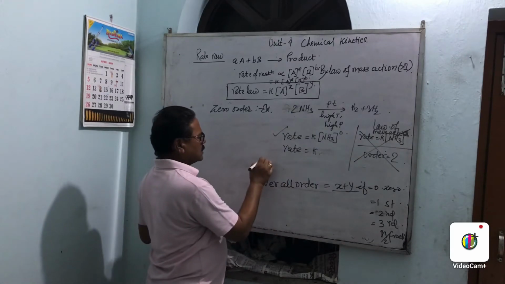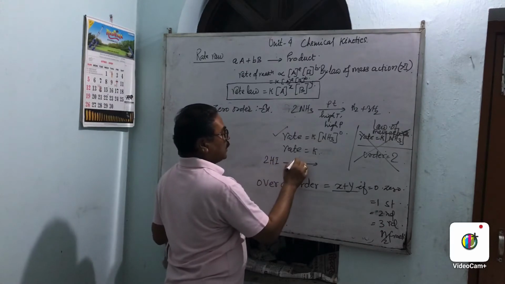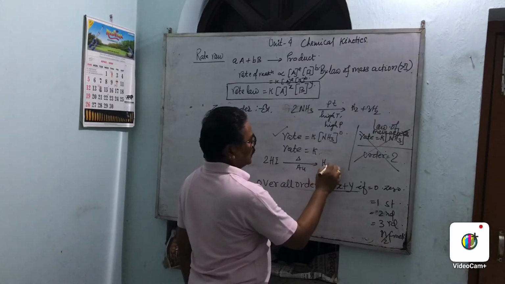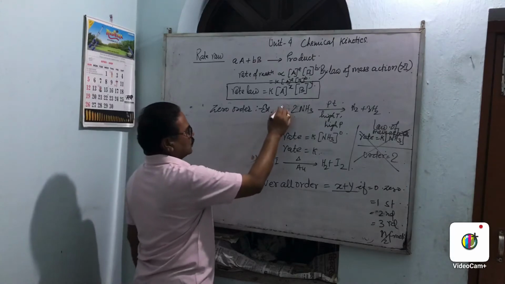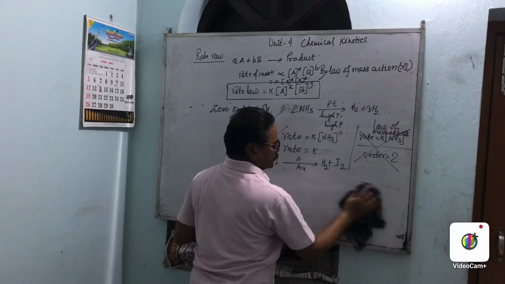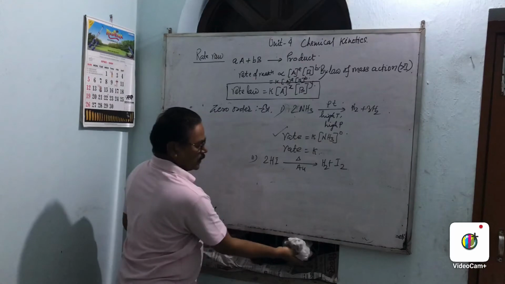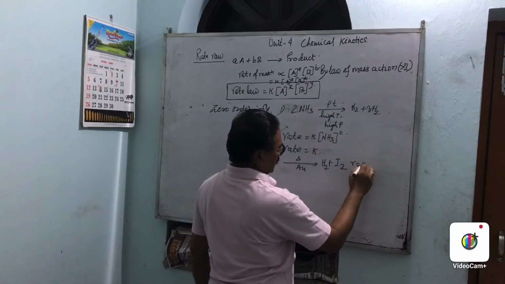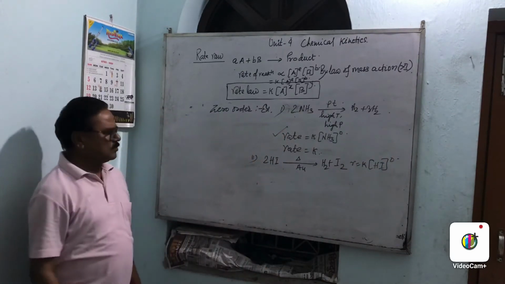Suppose we take a very interesting example: 2HI, which will dissociate in the presence of gold as a catalyst, and then it will give H2 plus I2. So this is an example of a zero order reaction. In the similar way, we write rate is equal to K, and this HI is to the power 0. So this is an example of a zero order reaction.